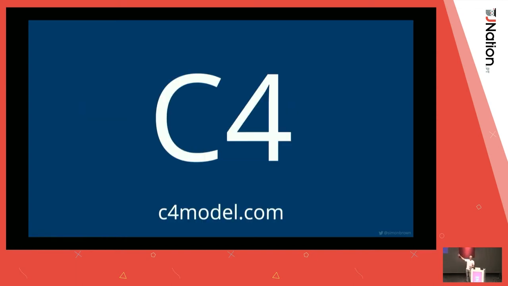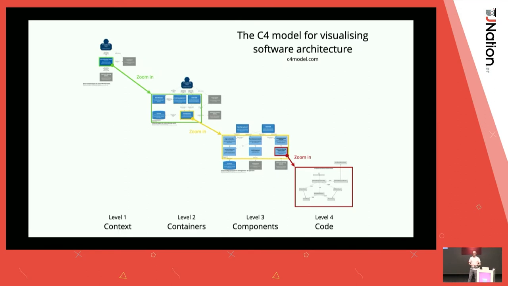And this is where my C4 model for visualizing software architecture comes from. You can find more information online at c4model.com. The C4 model is essentially a hierarchical set of software architecture diagrams that allow you to tell different stories to different audiences at different levels of detail. And it's four levels of diagrams: context, containers, components, and code.